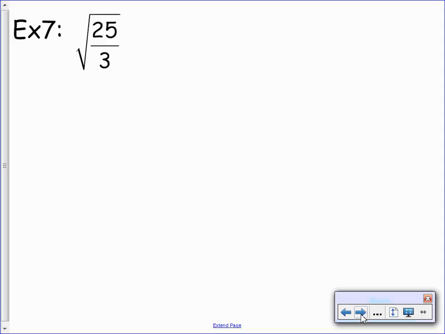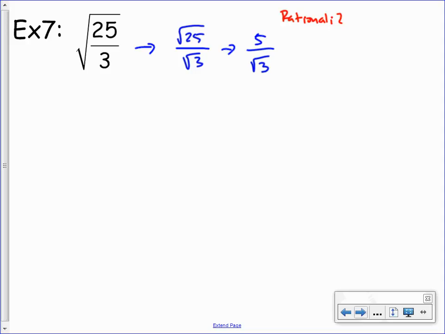Oh, or math analysis. Okay, first you ask yourself, can this fraction be reduced? Now, 3 doesn't go into 25, so here's what we do. We split it: root 25 over root 3. One of those things can be simplified. Which one? 25. So we know this is 5 over root 3. If the root 3 is on the bottom, we need to rationalize the denominator.